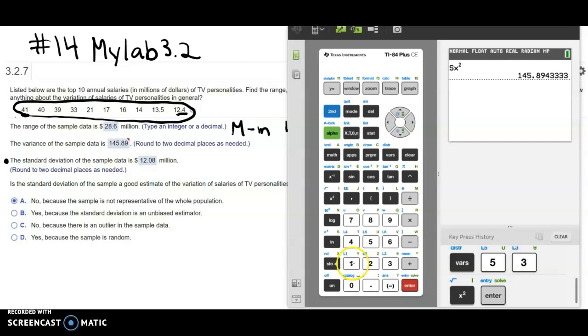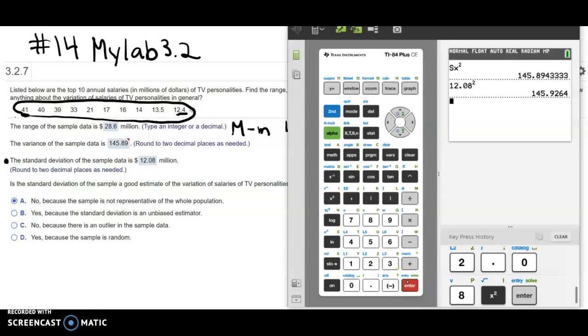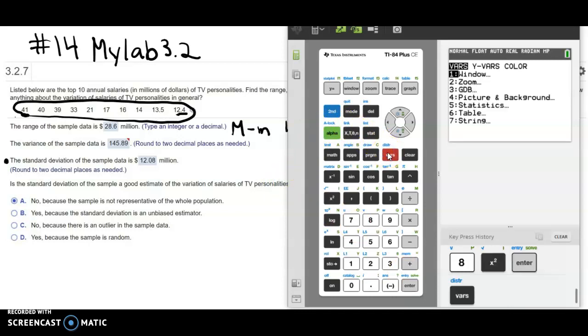However, if we had simply done 12.08 and squared it, we're off by a little bit. We get 145.93 when we round to 2 decimal places. So it's important to use stored values. Once again, if you have just done 1-Var Stats, your stored values will be under Vars, and then you go down to Statistics and find the symbol you're looking for.